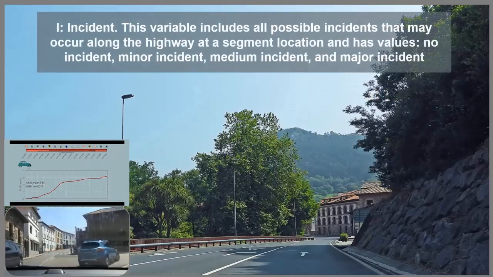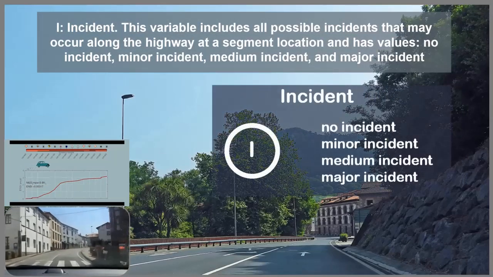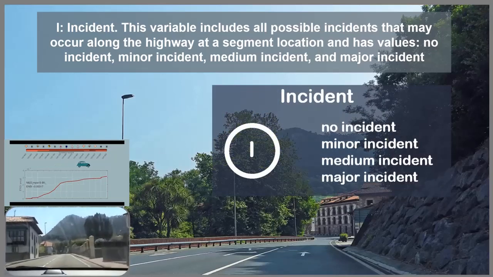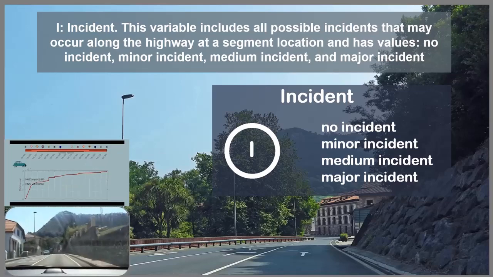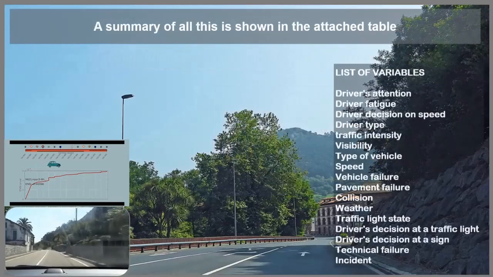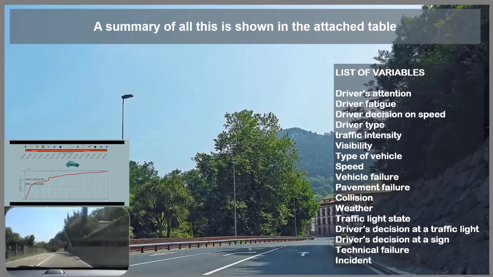I, incident. This variable includes all possible incidents that may occur along the highway at a segment location and has values: no incident, minor incident, medium incident, and major incident. A summary of all this is shown in the attached table.